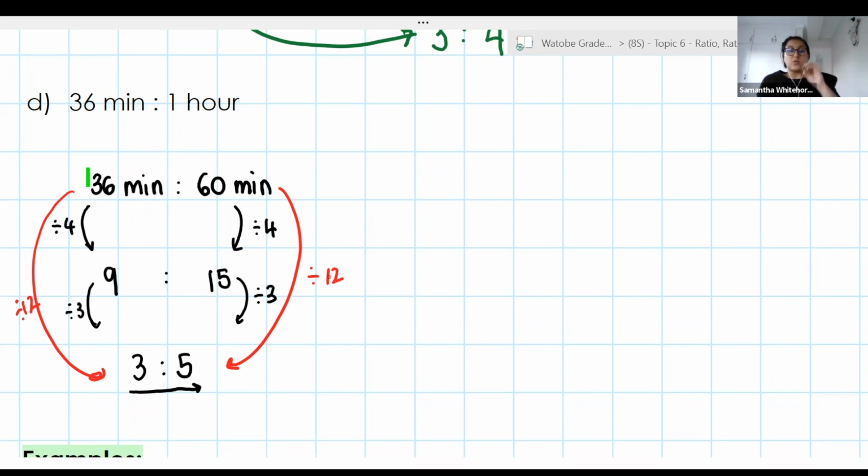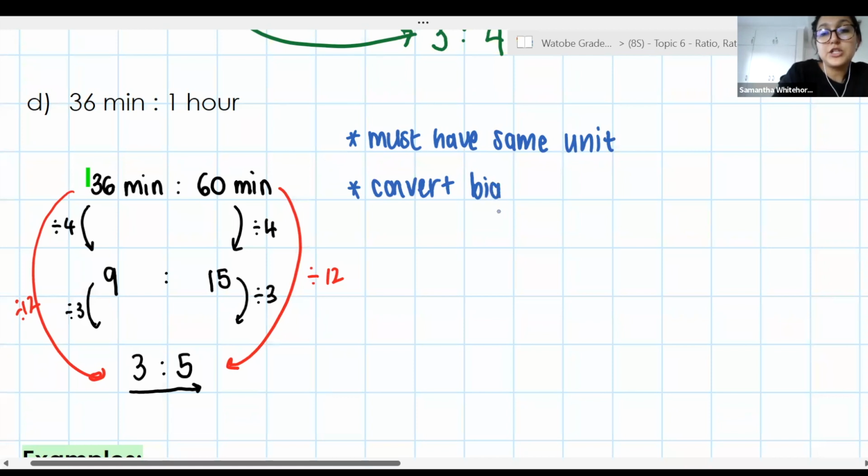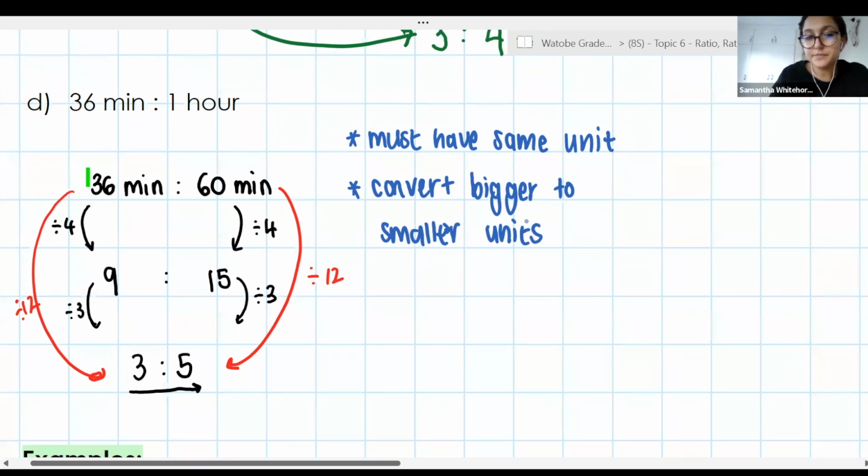Right, so first things first is we needed to convert. Remember we said that if we are working with ratios, we must have the same units. Now you can convert your minutes to hours, or you can convert your hours to minutes. My advice is convert the bigger unit to the smaller unit, just because if you go bigger to smaller, you are going to avoid decimals and fractions. And we don't want decimals and fractions in our ratios. We always want positive whole numbers.